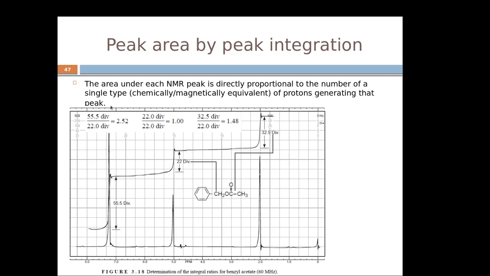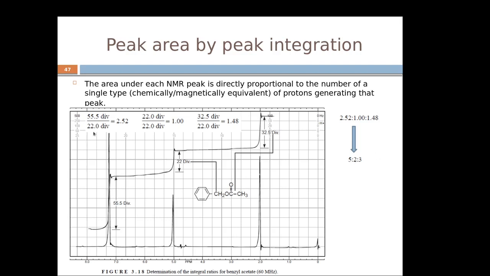So 55.5 divided by 22 is 2.52, then 22 divided by 22 is 1, then 32.5 divided by 22 is 1.48. And right now if you write down the ratio, 2.52 is to 1 is to 1.48, and then if you multiply this by a factor of 2 in order to make it a whole number, then 2.52 gives a value of 5, 1 gives a value of 2, and 1.48 gives a value of 3. So that's exactly the number of protons associated with each of these peaks.